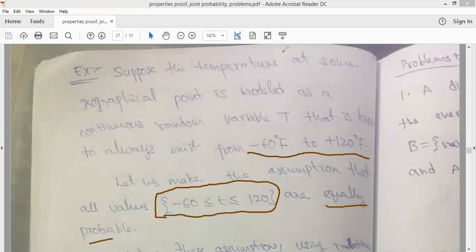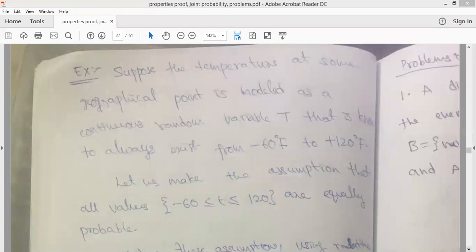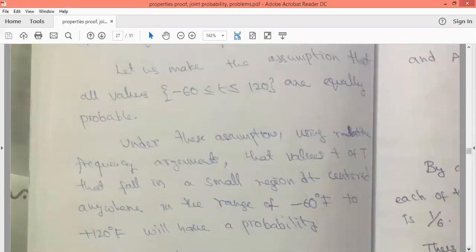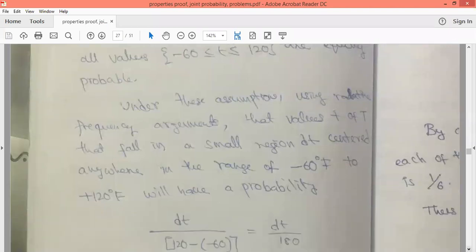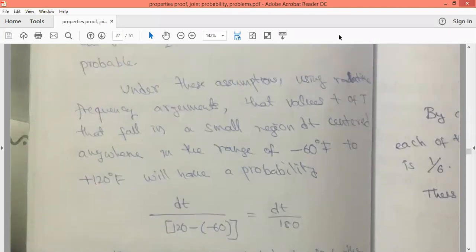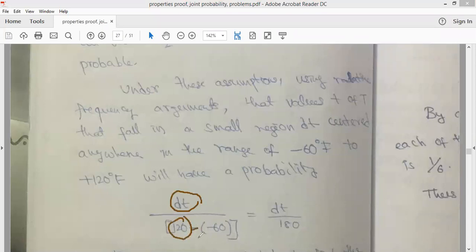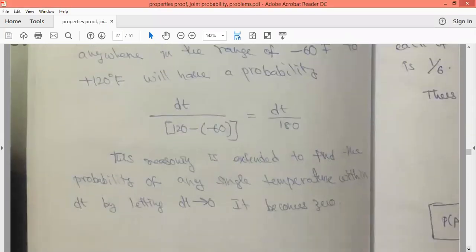Okay. Now if you want to find out the probability of a particular change of temperature, a small change in the temperature, the probability of occurring of the change in the temperature is given as the difference in the change divided by the highest temperature minus the lowest temperature. So the probability is given by dT by 180 Fahrenheit. Okay, dT by 180 Fahrenheit. So like that we will be finding.